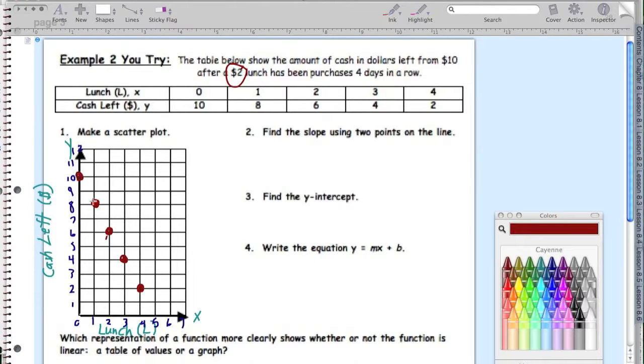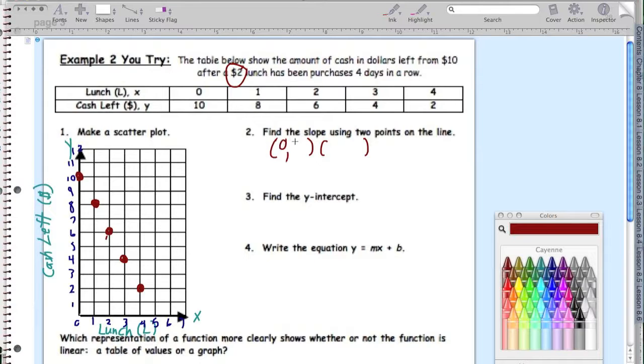And now this is modeling. After the fifth lunch, they're not going to have any more money. Okay? So we have our random points. Now we want to find the slope. So we're going to choose 2 points, any 2 points, because we know that the slope is the same between any 2 points. Even if you choose the big ones, it's going to simplify to be the same thing.